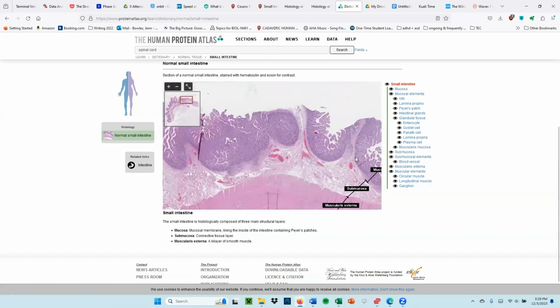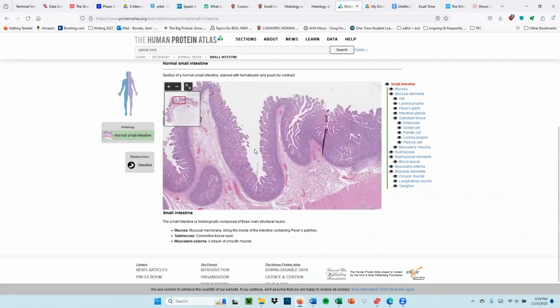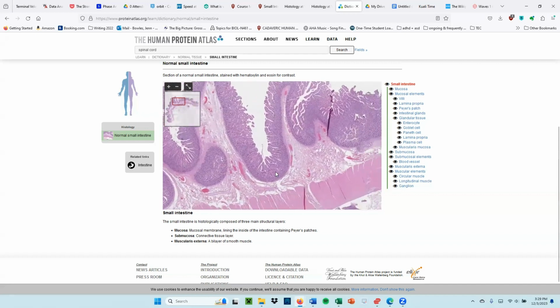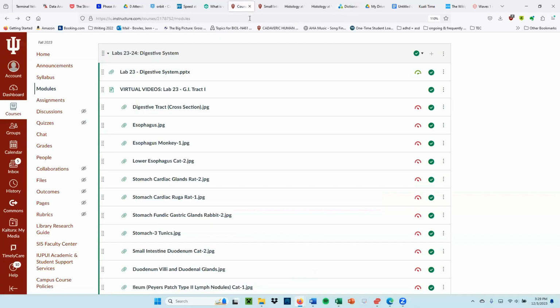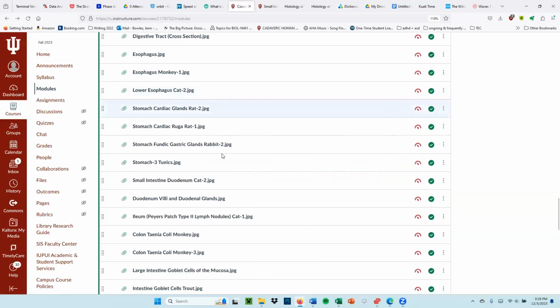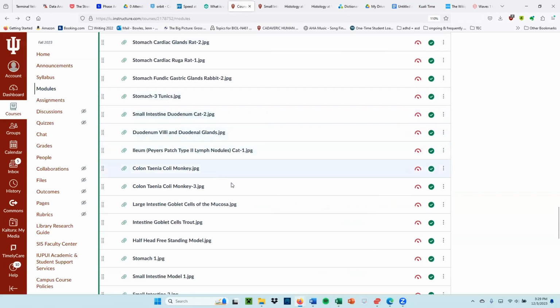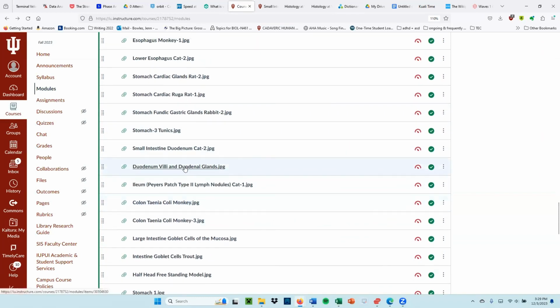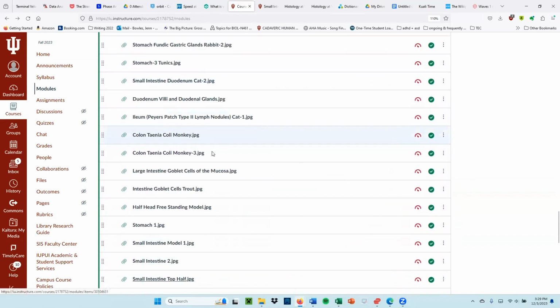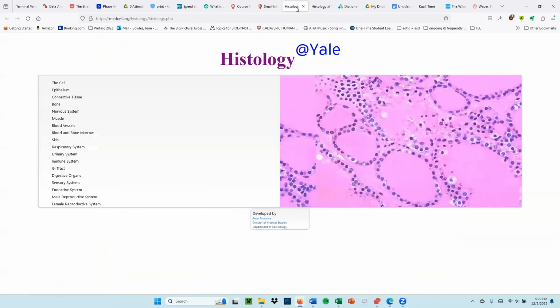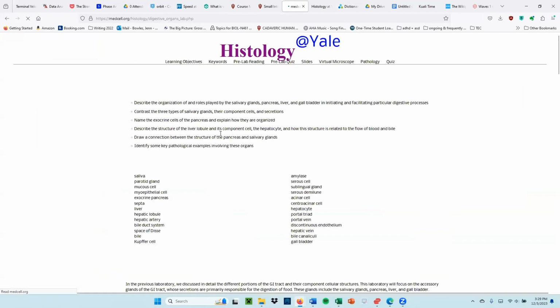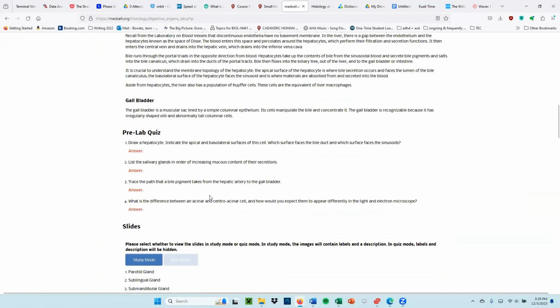And then lastly, we have the middle part here. Let's see if we have a nice slide here. Maybe. Okay. Let's see what Yale has. Sometimes we have to flip back and forth to find good slides for the jejunum.